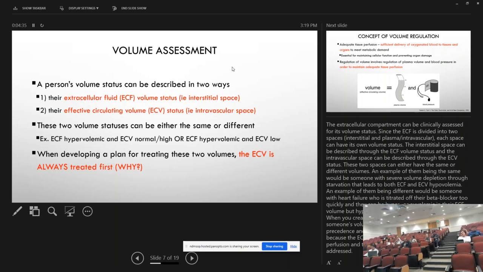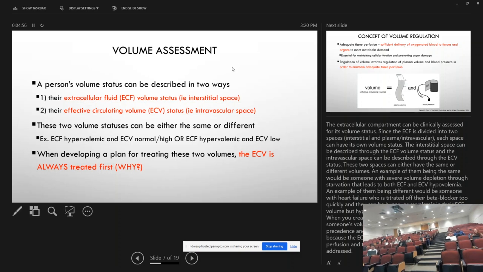When you develop a plan for treating these two volumes, effective circulatory volume is always treated first. Why is that? Because of the pressure. What pressure? Blood pressure, exactly. The effective circulating volume is important for the blood pressure, and more importantly for the perfusion pressure of your main organs, such as your brain, heart, kidneys, etc. So the ECV takes priority in all cases as far as volume status.